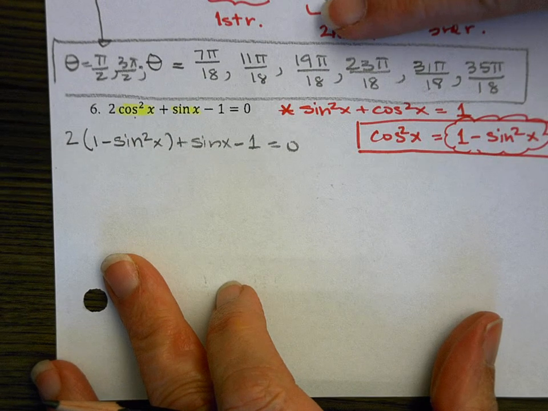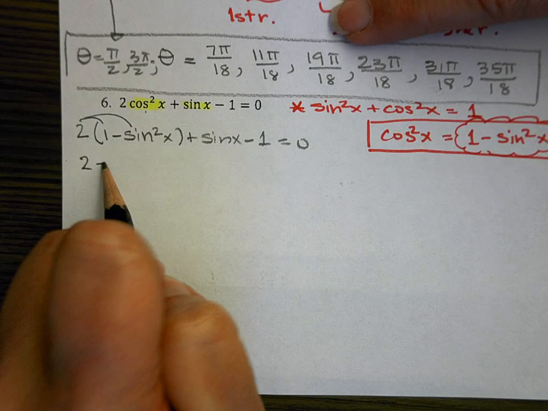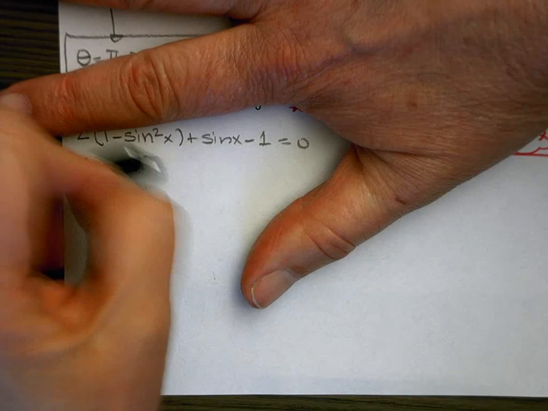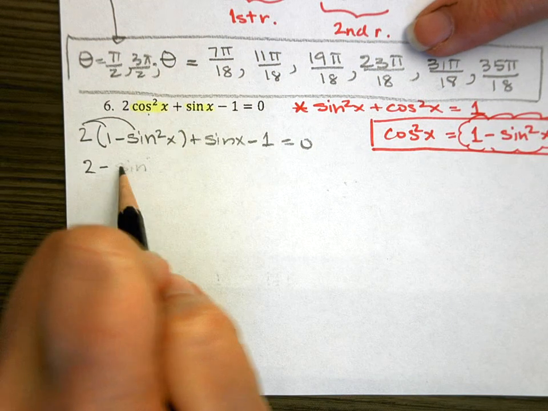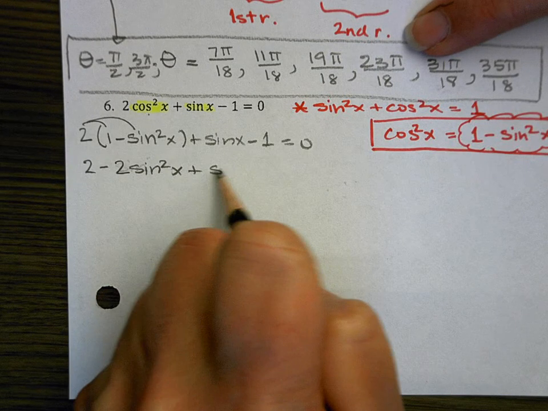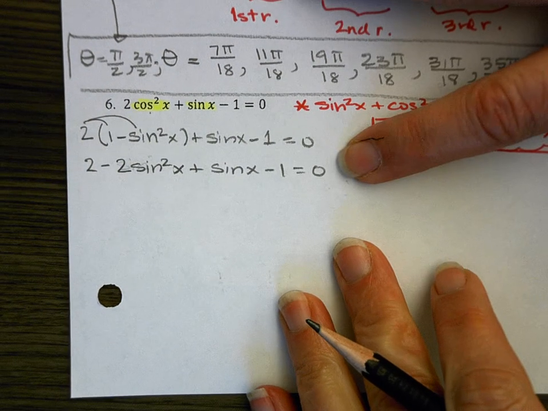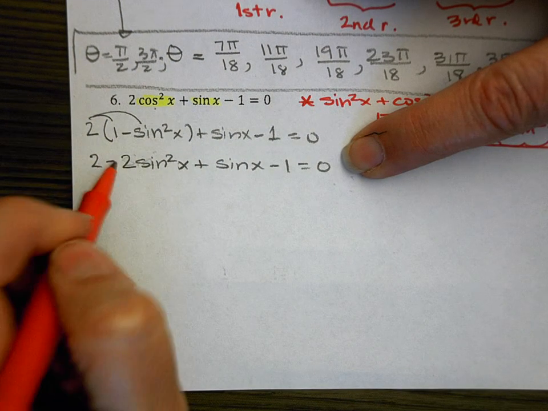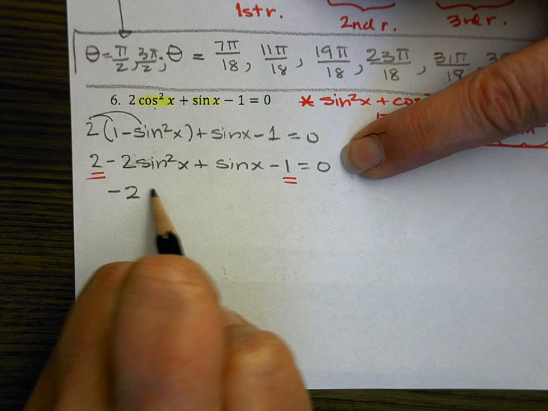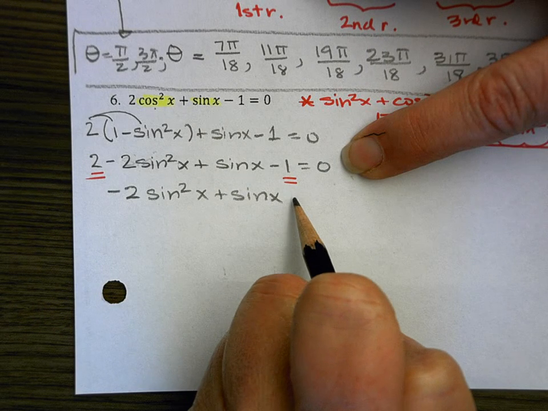So I'm going to go ahead and distribute the 2. Let me try that again one more time. So 2 times 1 is 2, and then distribute the 2 right here. And then just copy down the rest, right? Okay, so then once I get to here, I'm going to go ahead and combine like terms. So I can combine positive 2 with negative 1, and 2 minus 1 is just 1.